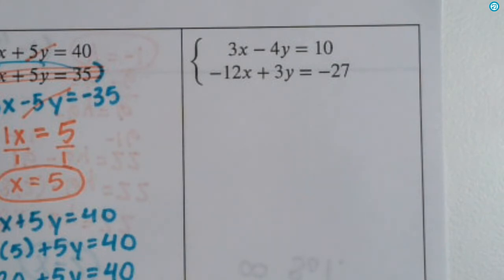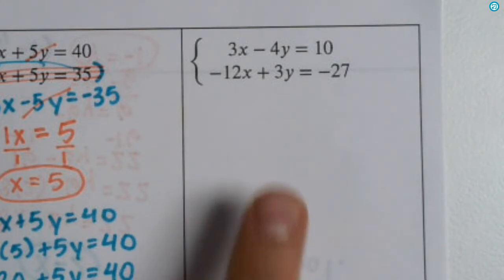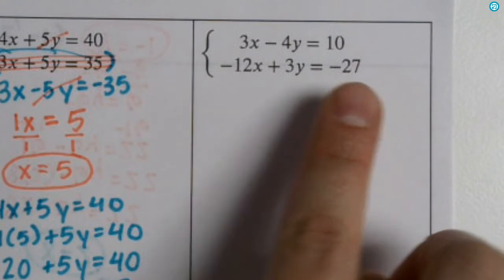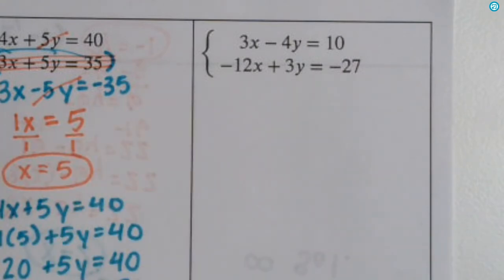Okay, 3x minus 4y equals 10. Negative 12x plus 3y equals negative 27. So for this one, we always look at turning our small numbers into our big numbers.